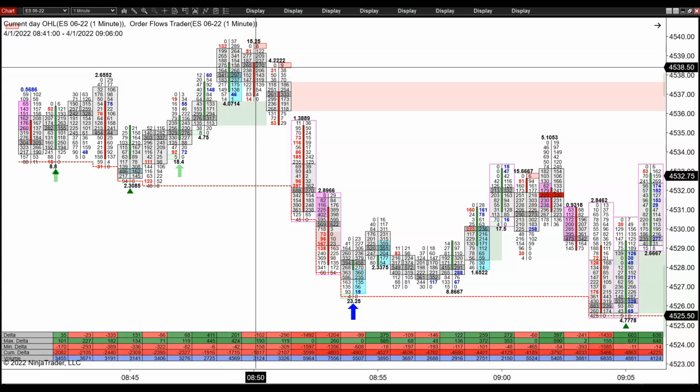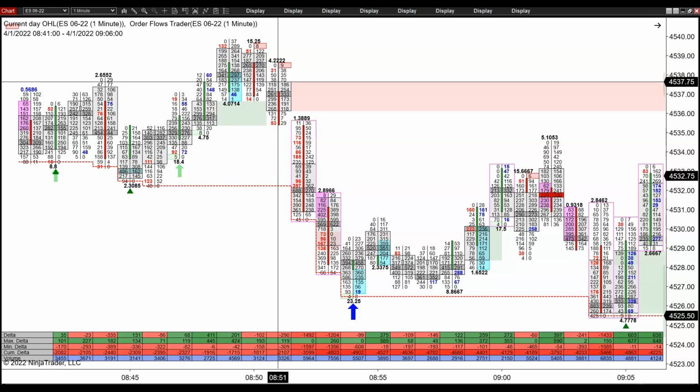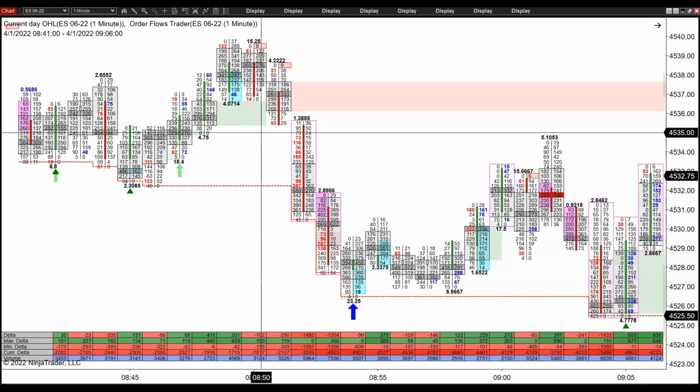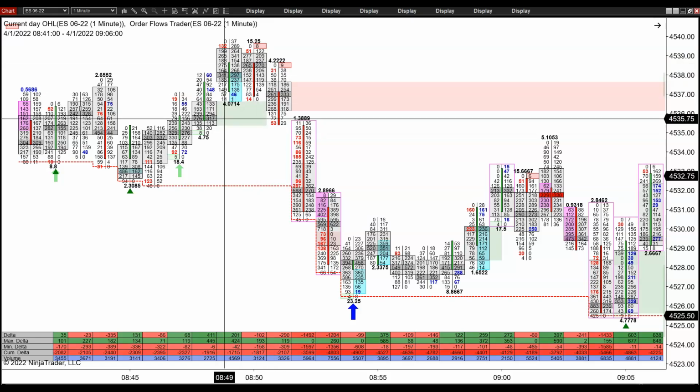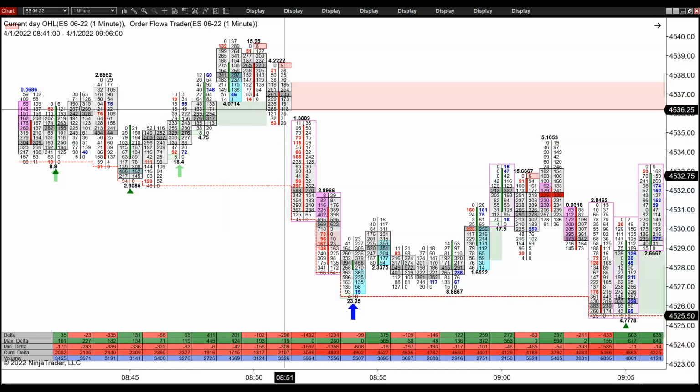But then you see this next bar here, this red candle with the negative delta. That's not a good sign. And then obviously this next bar comes in with a stronger negative delta. So if you're long from here and your stop is somewhere below the low of this bar, definitely below the low of this value area, that's your time to get out.